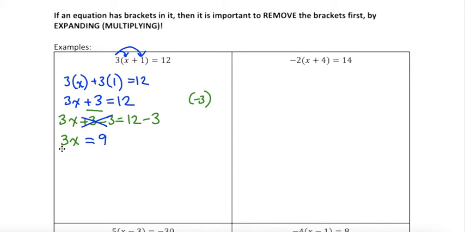From there, I want to eliminate the coefficient from the same side as my variable. The opposite of multiplying by 3 is dividing by 3. So I want to divide both sides by 3. So I have 3x divided by 3 is equal to 9 divided by 3. 3 divided by 3 is 1, so I'm left with 1x, or just x, and 9 divided by 3 is 3. Again, I've shown you all of the steps.